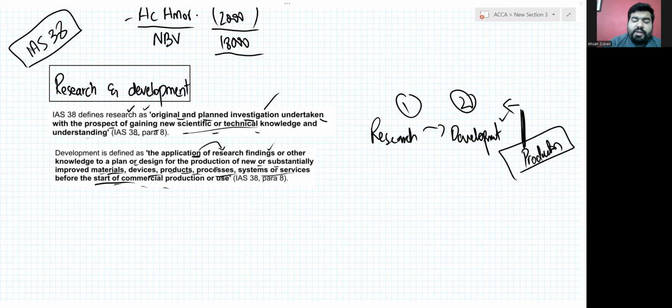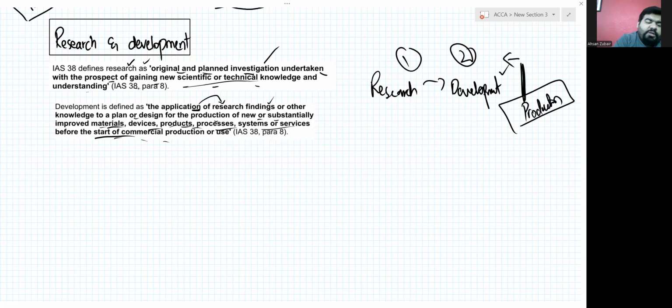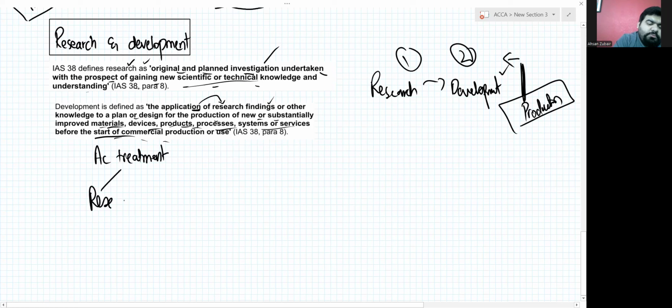But for this research and development, we have to understand some accounting issues, the accounting treatment for research and development.